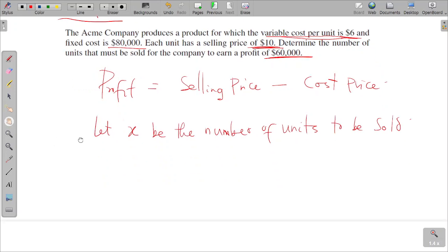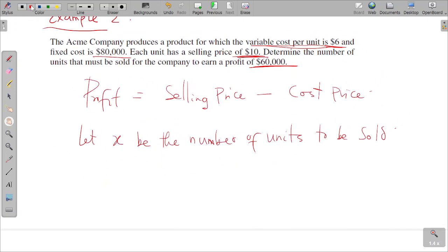Okay. If x is the number of units to be sold, then they said the selling price is what? Is $10. That means selling price will now be 10 multiplied by x, which is 10x. Okay. Now what will be the cost price? Cost price is 6 multiplied by x also. Am I right?